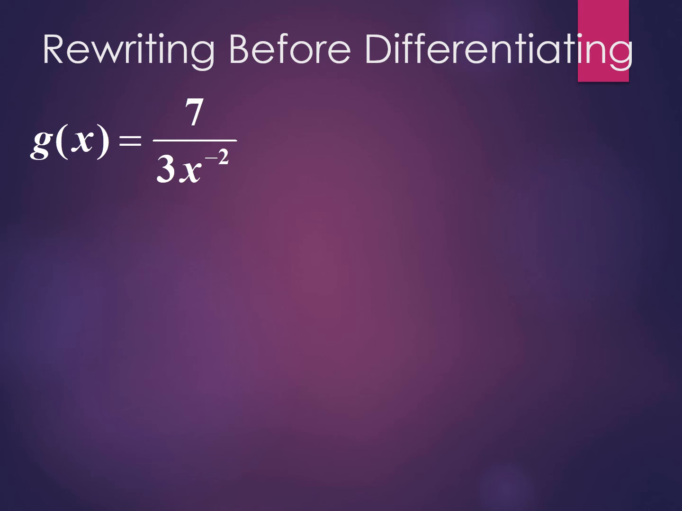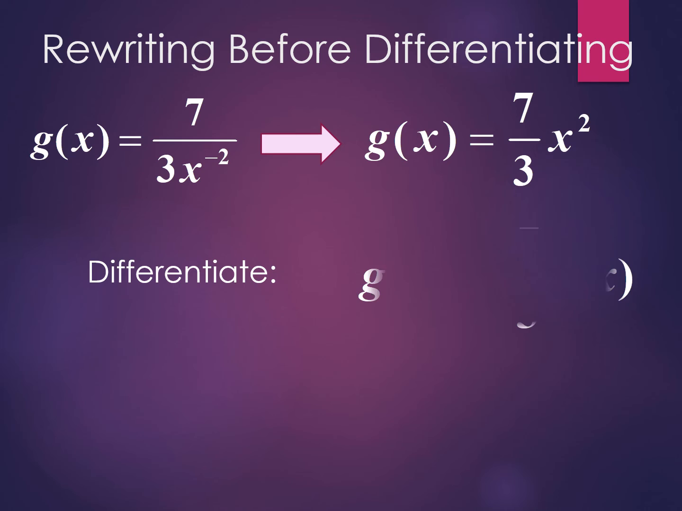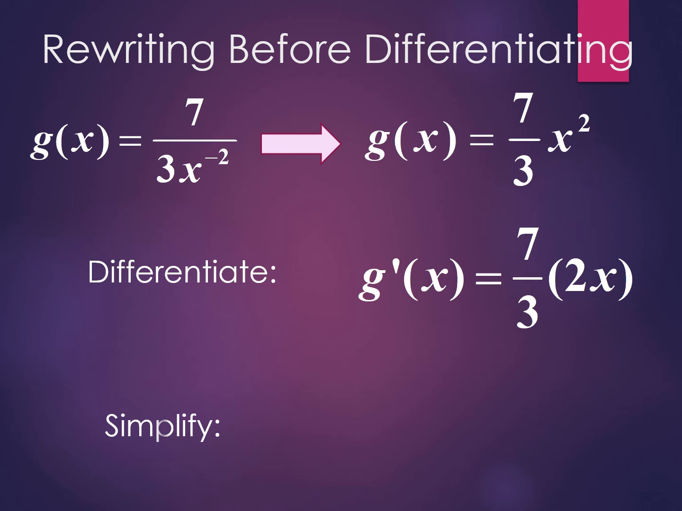Now let us have another one. g of x equals 7 over 3x to the -2. We can rewrite this one as g of x equals 7 over 3 x to the second. So from here, we can differentiate. So we have 7 over 3 times 2x, because the derivative of x squared equals 2x. And we can simplify. Simplifying further, g prime of x will be equal to 14 over 3 x. So that would be the final answer, 14 over 3 x.